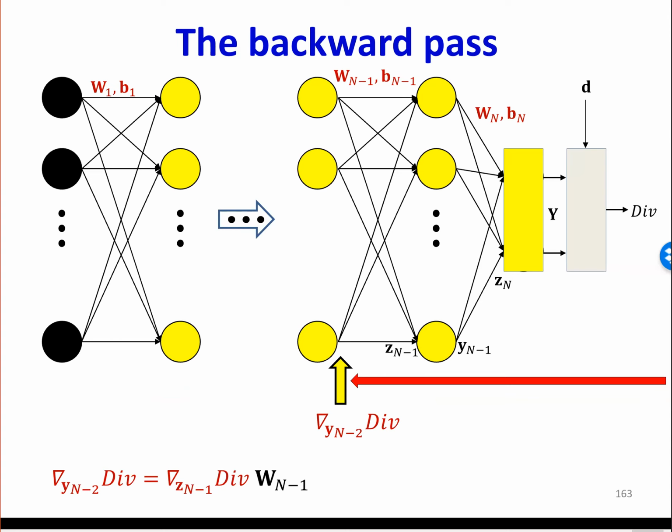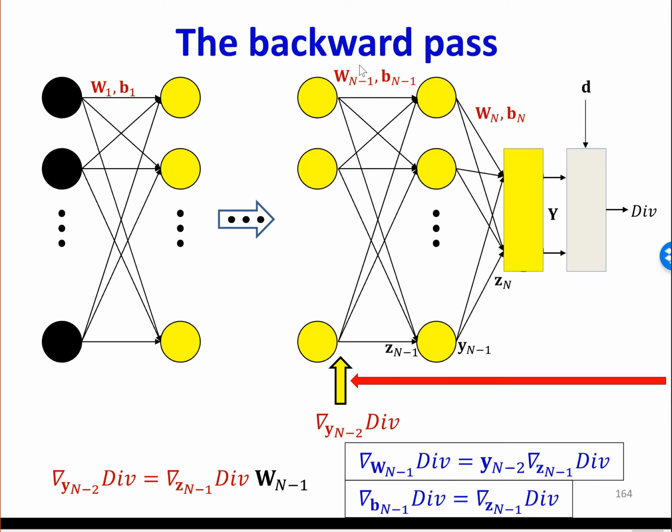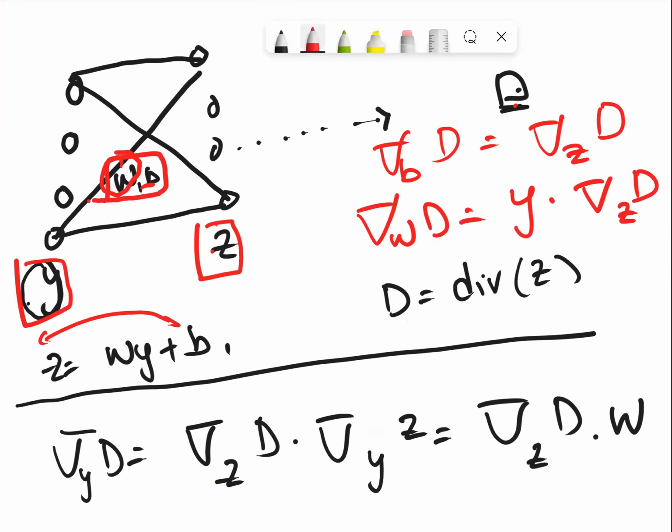Beautiful. And what about the derivatives with respect to these parameters? What will they be? The derivative with respect to this B is simply the derivative with respect to Z. And the derivative with respect to this W is going to be the Y over here times the derivative with respect to the Z, right? So this was what we had discussed over here, right?